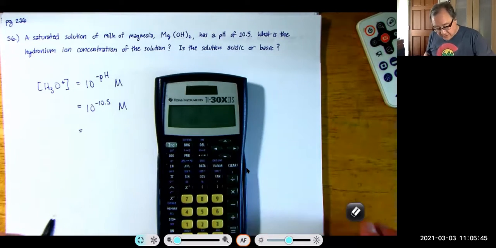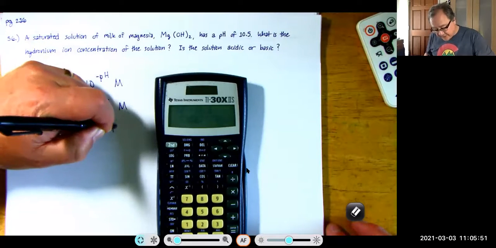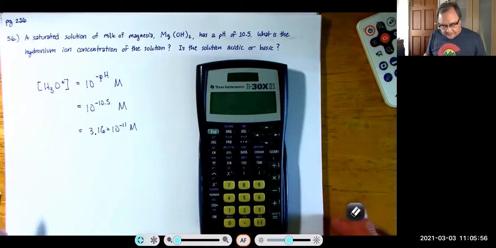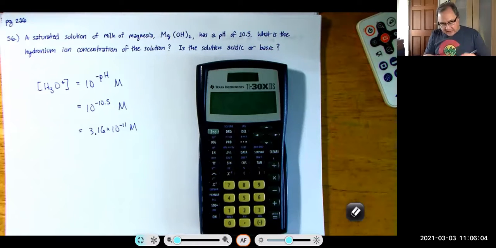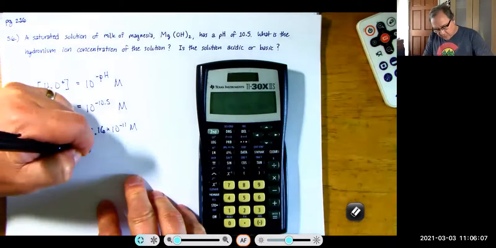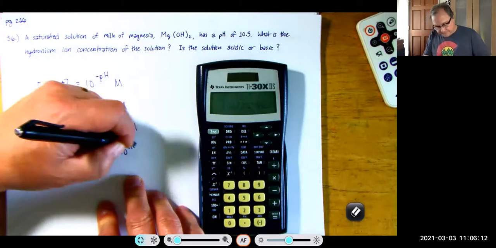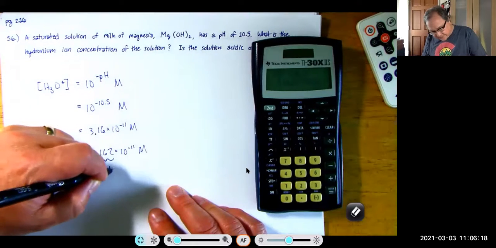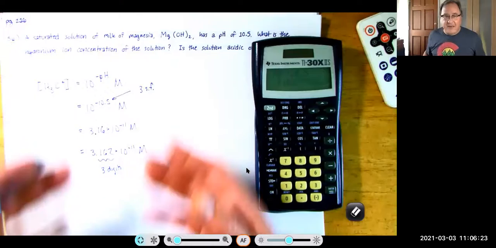And I get 3.16 times 10 to the minus 11 molarity. Oh, it's acidic. And actually, I believe this should be 3.162 times 10 to the minus 11 molarity. Here we have 3 digits. And here we have 3 significant figures, and that's how you match them.